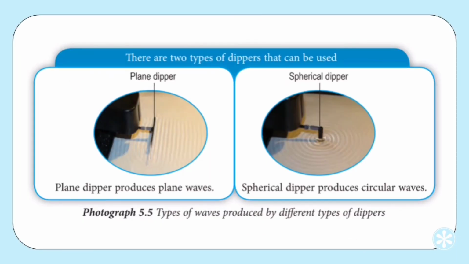There are two types of dippers that can be used. The first one is the plane dipper. Plane dippers produce plane waves. The second one is the spherical dipper. Spherical dippers produce circular waves.